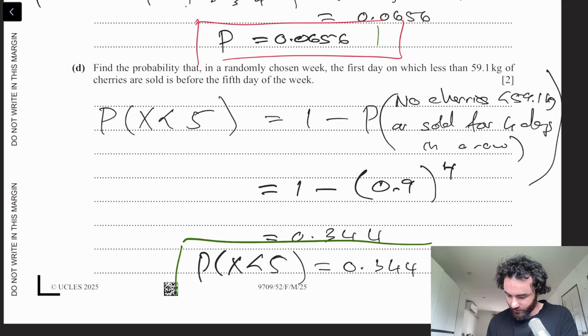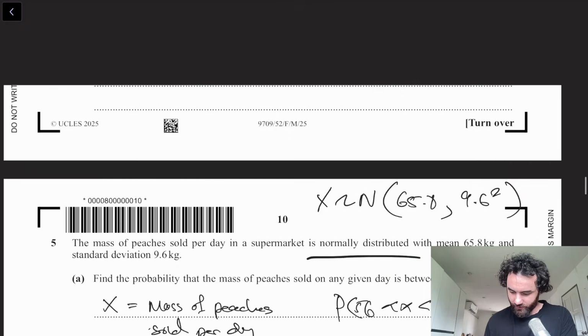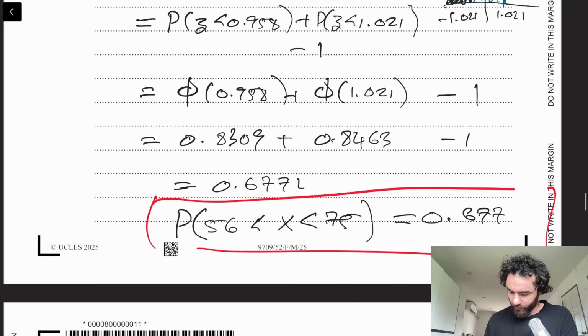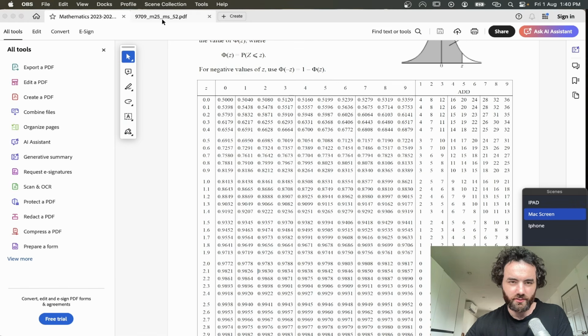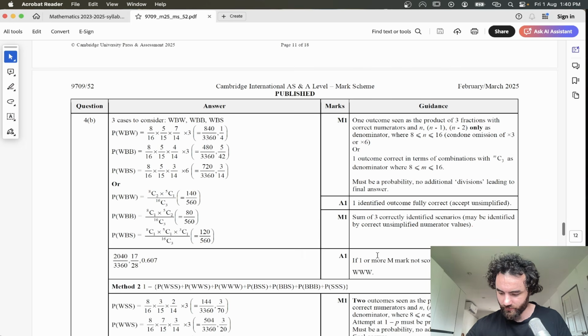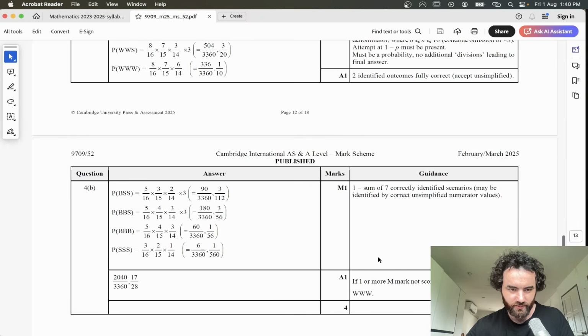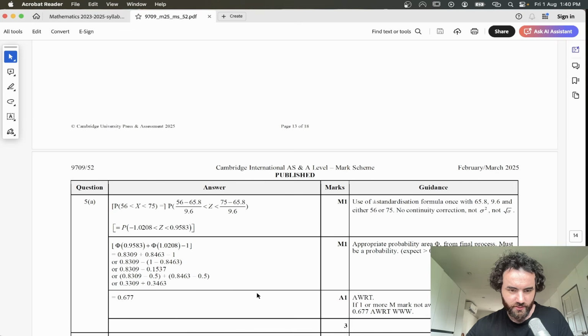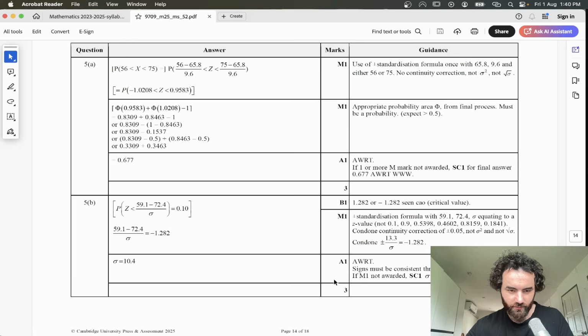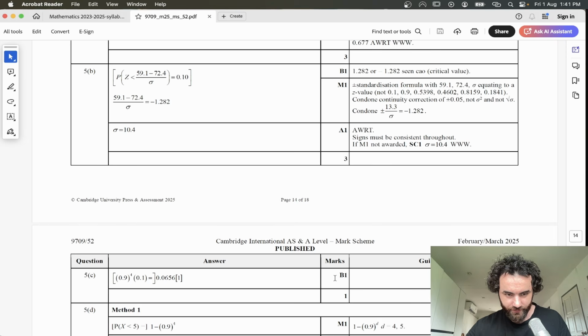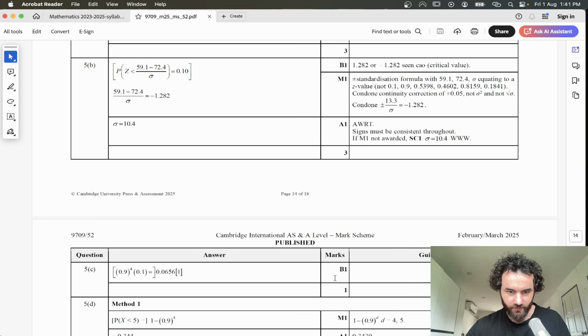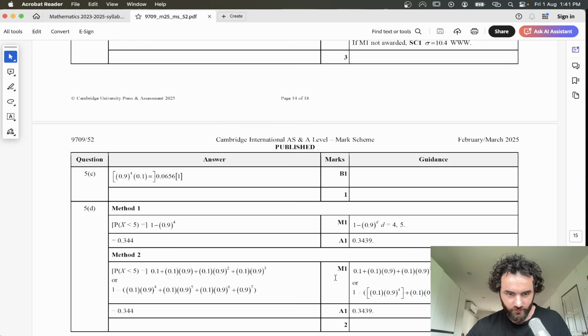Okay, let's check these things. The first answer we got was 0.677. The second answer was 10.4. Let's check that. The first answer was 0.677. What's this? Boom, 0.677. First one's right. B, 10.4, we got that. C, yeah, exactly what I did, 0.0656. Cool. And the last one, 0.344. Cool, we got all those right.